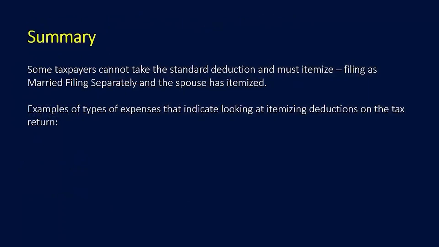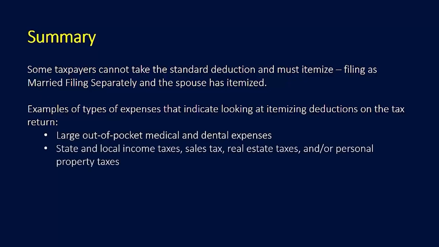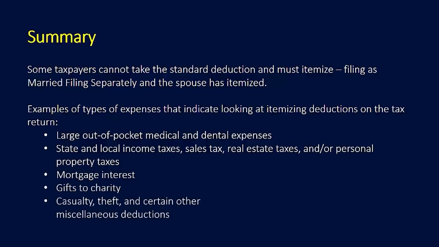In summary, some taxpayers cannot take the standard deduction and must itemize. One example of this is if the filing status is married filing separately and one spouse has already filed his or her return and itemized on the return. Examples of types of expenses that indicate looking at itemized deductions on the tax return are large out-of-pocket medical and dental expenses, state and local income taxes, sales tax, real estate taxes, and/or personal property taxes, mortgage interest, gifts to charity, casualty, theft, and certain other miscellaneous deductions.